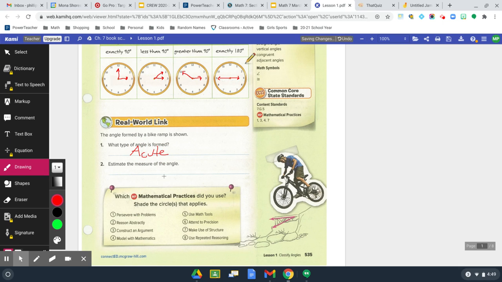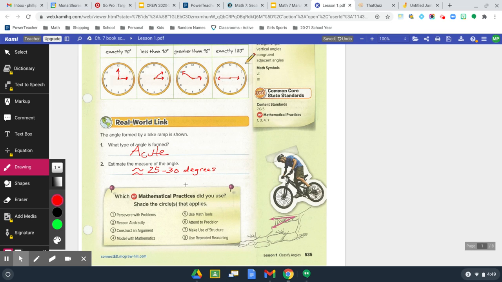And if it says to estimate the measure of the angle, okay, so we know it's not 90. I would say it's even less than half of a 90-degree angle. So it's not 45, maybe just a little less than that. I would say if you estimated anywhere between 25 to 30 degrees, you're probably pretty close.